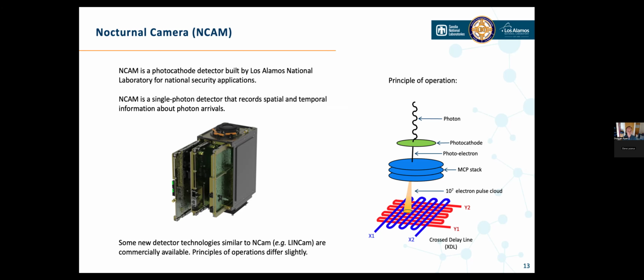Now, in our particular device, the basic operating principle is that a photon comes in, strikes this photocathode, and generates a photoelectron. That photoelectron is then amplified by a microchannel plate, which takes one photoelectron and turns it into a whole cloud of billions of electrons. Then that electron cloud strikes a sensor that can record spatially where the position of that photon actually was. That's our particular process for NCAM. I will say that there are commercial versions of these detectors available. LINCam is one particular one being developed by Photonscore.